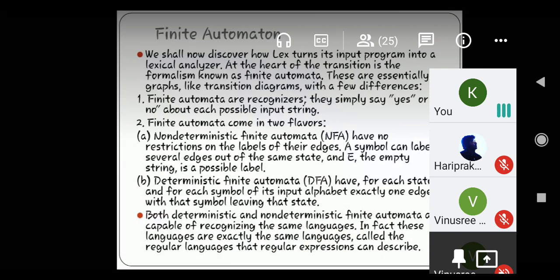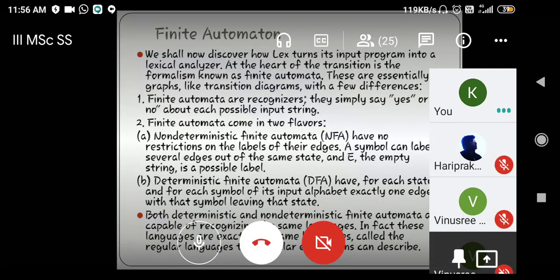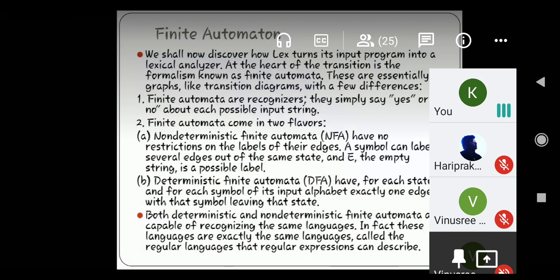Now the time is up. With a question session, I would like to complete this session. So I'm going to ask some basic questions. Don't be fearful to answer these questions. I'm just going to ask some basic questions. Whatever answer you know related to those questions, post those answers in your chat box.